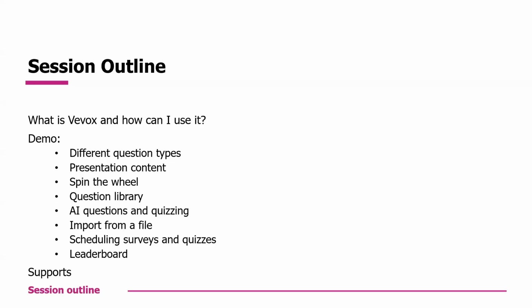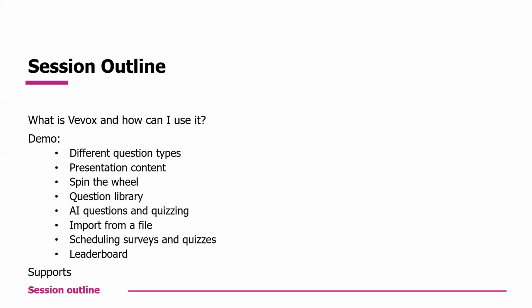Another recent addition to Vevox is AI questions and quizzing. So I'll cover how that works and how you can use it, and also things that you should think of if you're going to use it, because obviously there can be some errors with AI. Then I could also show you that you can import questions from a file with Vevox. So if you want to write questions ahead in an Excel file and then import them, you can do that with Vevox. I think that's a slightly recent feature as well.